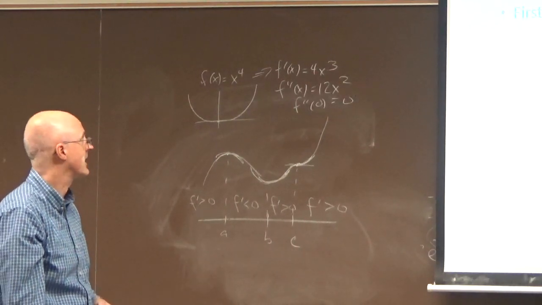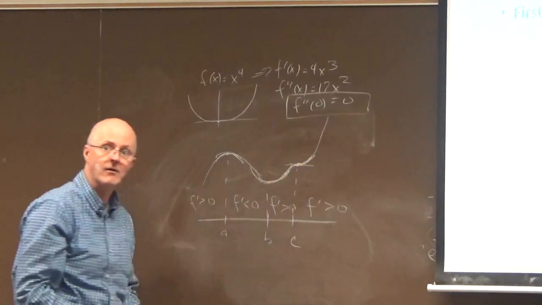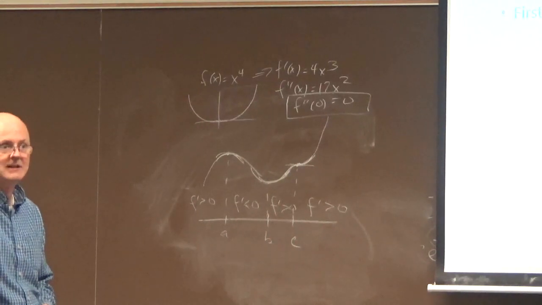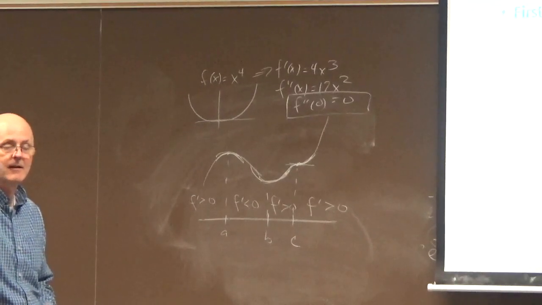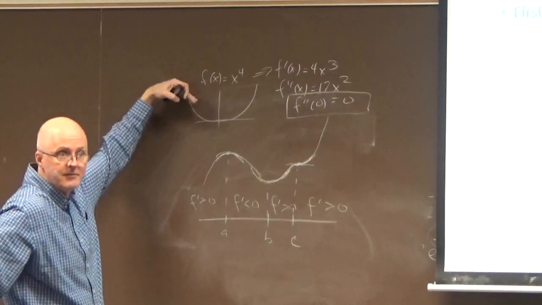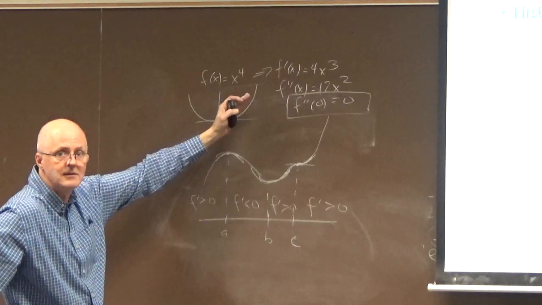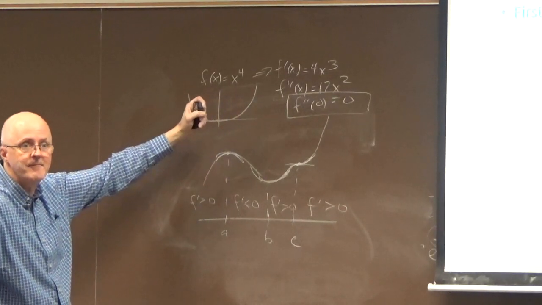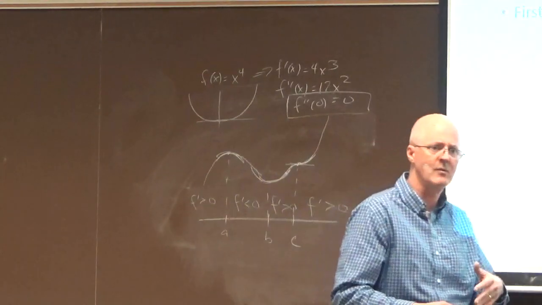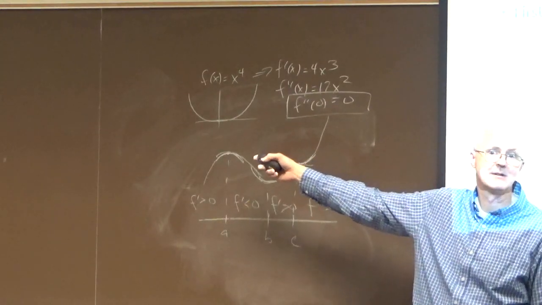In fact, global min for x to the 4th. But the second derivative test tells you nothing because it equals 0. It's just so flat here. That's the reason the concavity essentially is 0 there. The first derivative test does tell you it's a local min, because the first derivative changes sign from negative to positive. There are situations where the first derivative test applies, but the second one doesn't. That's the simplest example.